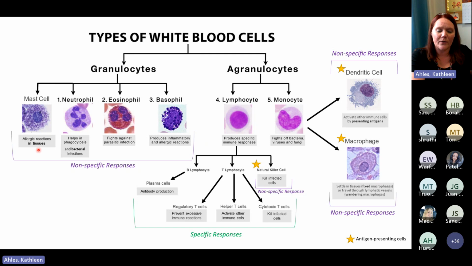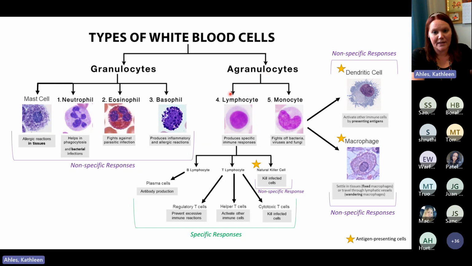But if we're having allergic reactions specifically in a tissue, that's going to be caused by our mast cells. So big picture, granulocytes are cells that have polka dots. They all arise from the same stem cell and have these four different things they could turn into. When we're talking about agranulocytes, that just means I don't have granules, none of those spots.